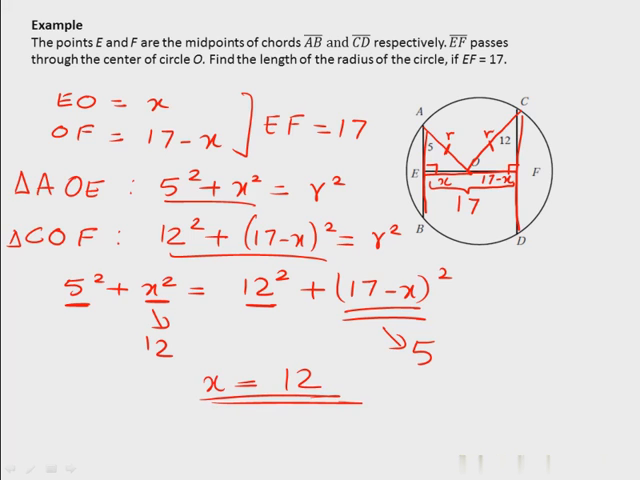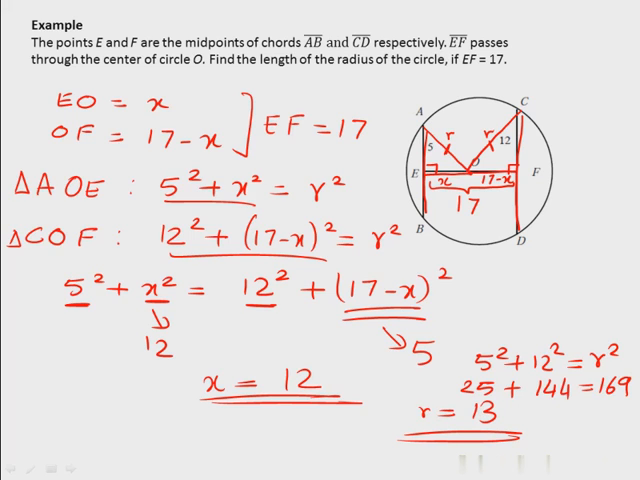Now x is 12. What's the radius? I plug in 12. So the radius is 5 square plus 12 square is equal to radius square. So that's 25 plus 144. That's 169. So the radius must be 13, square root of 169. And actually that's what gave me the clue. When I saw 5 and 12, I know my right angle triangle. 5 square plus 12 square equal to 13 square. So that triggered off that I needed a 12 here and a 5 here.